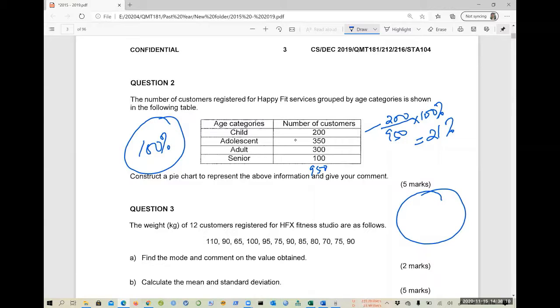Okay, so for example, how to draw the slice? You know that if you divide this into 4 equal parts, each part has 25%, right? So that means if you draw it straight here, you get 25%. So 21% will be somewhere around something like that. So this gives you the 21%. Okay, so how to solve this one?